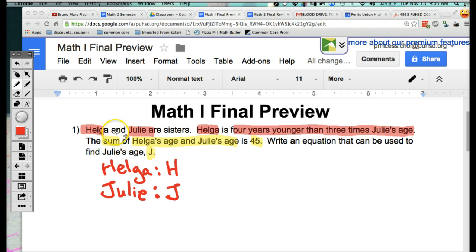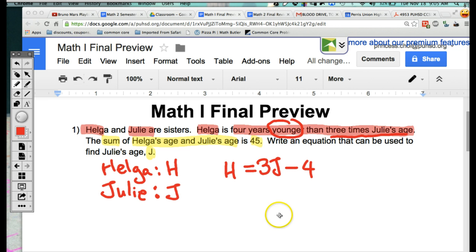So then let's think about this. They're sisters. Helga is 4 years younger. So you know what? I know that younger means minus. So it's going to be minus 4. And Helga stands for age, right? So Helga is 4 years younger than 3 times Julie's age. Do you know what 3 times Julie's age means? Yeah, that means you have to multiply 3 to Julie's age, right?